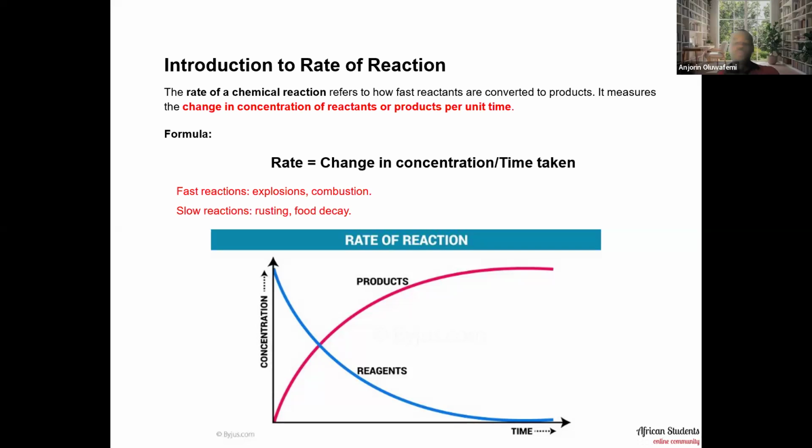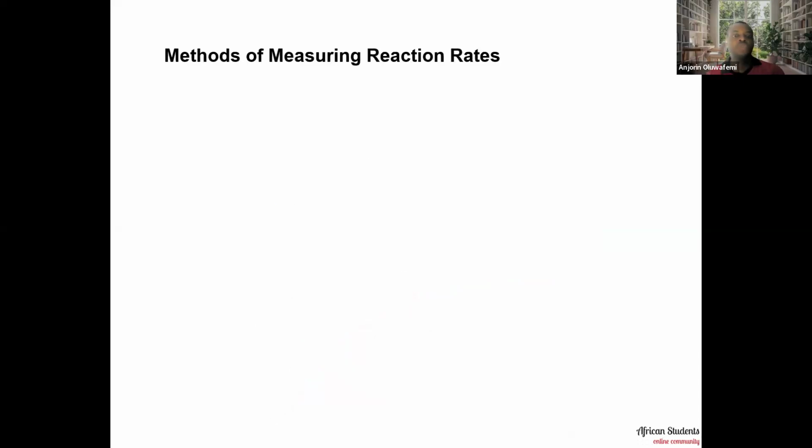We must also be able to know that there are reactions that we call fast reactions, and there are some that are slow reactions. Fast reactions include explosion and combustion. These are fast reactions that take place spontaneously and suddenly. And there are slow reactions like rusting and food decay. They take place gradually over time. It is not something that happens suddenly, but it takes time. So those are referred to as slow reactions.